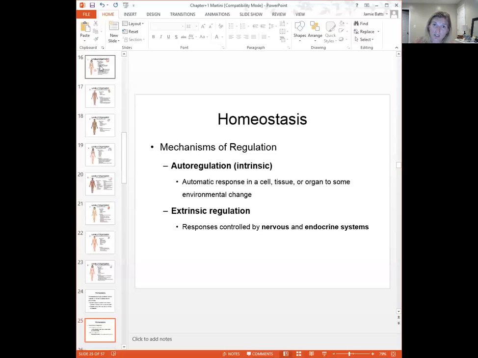The extrinsic regulation is when other systems like the nervous system or the endocrine system come in and say, hey, we have a situation going on here and I need all of these blood vessels on this side of the body to dilate. And so that would be extrinsic regulation.